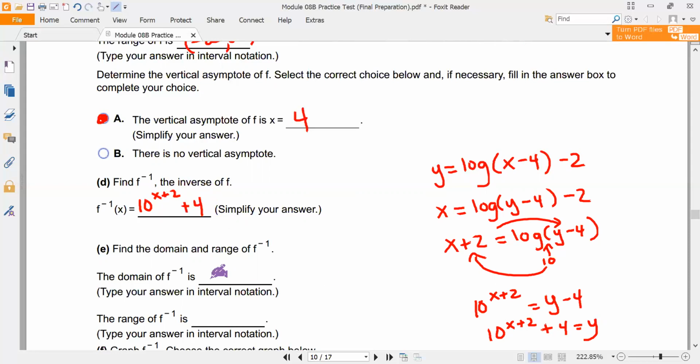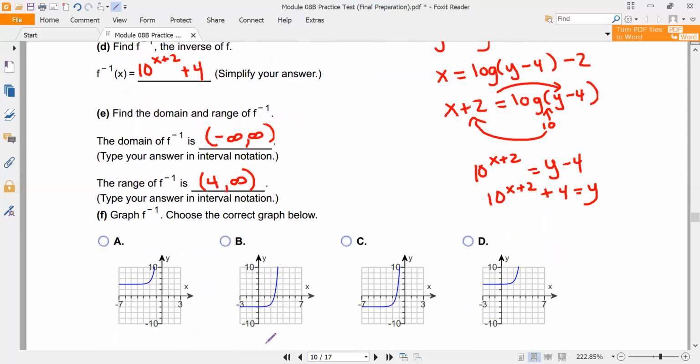Domain and range of this should fall directly from the inverse property. So the domain of this guy is the range of the previous one, and the range of this one is the domain of the previous one, since they're inverses of each other. And then choose the correct graph.